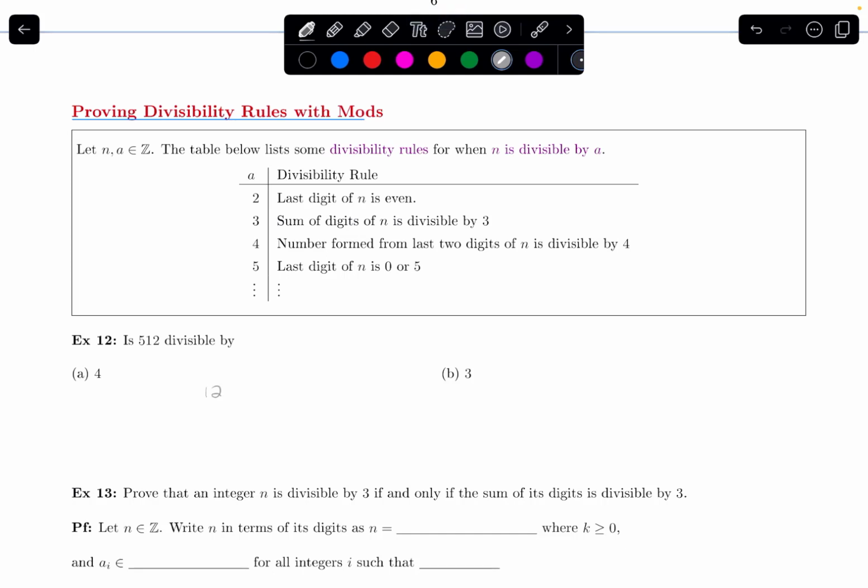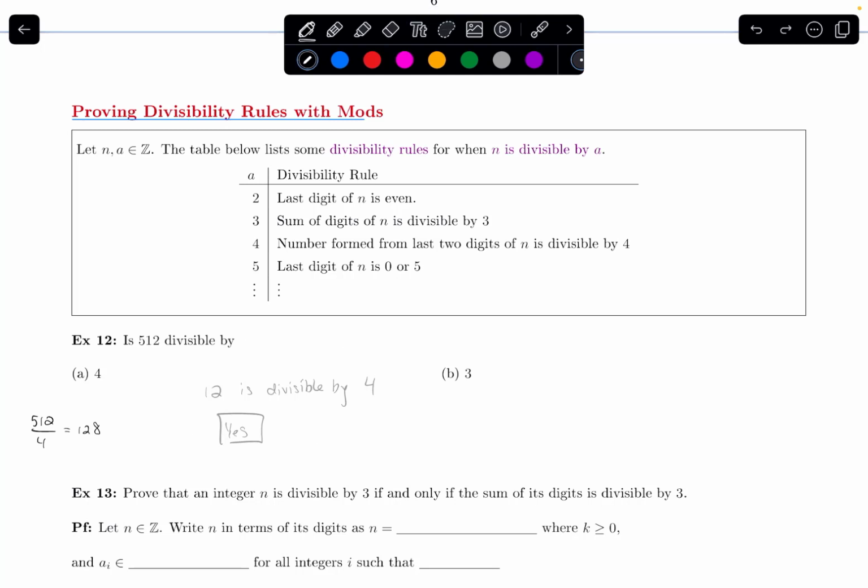And 12 is divisible by 4. Because that's true, the answer should be yes. I could check this by doing the division. It turns out 512, if I divide it by 4, ends up being an integer. It ends up being 128 if I did check it. But this divisibility rule gives me a quicker way to determine that.